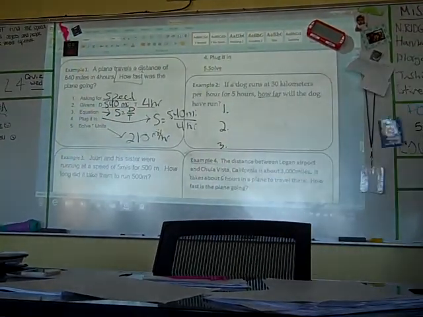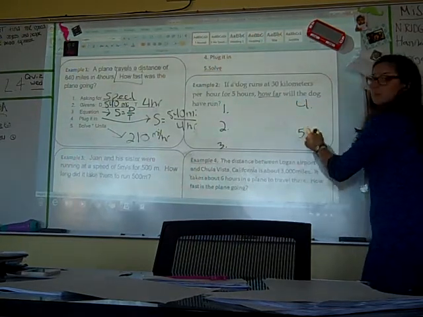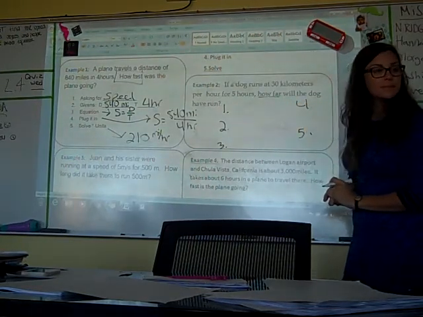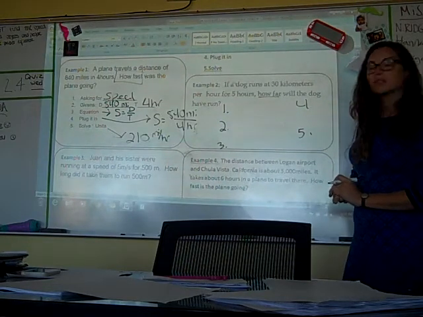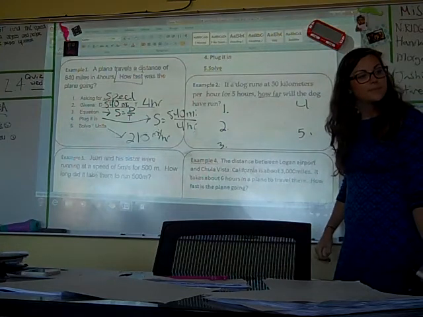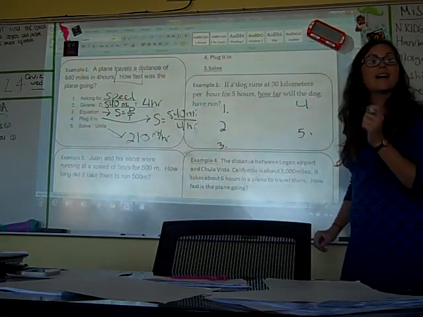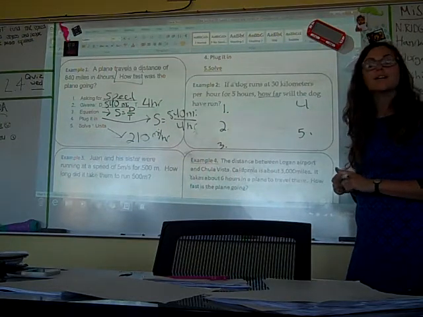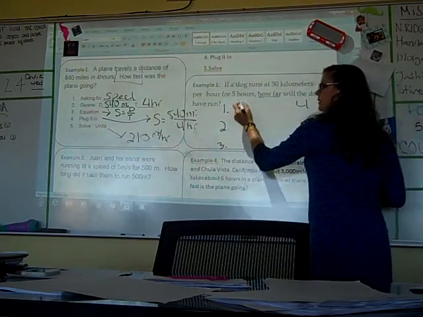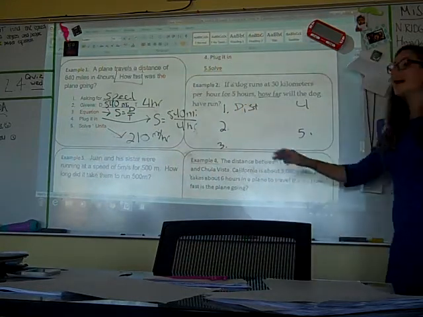Let's go. Chalice, speed, distance, or time. I'm sorry about that. Speed, distance, or time. How far will the dog have run? Speed. It's not saying how fast, how far. Distance. Thank you. It's not funny when we get it wrong. Okay, now what are the givens?